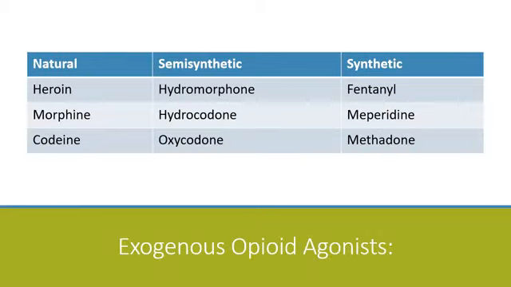Looking at exogenous opioid agonists, these are opioid agonists that are not inherent to the body, and they can be categorized a variety of different ways. As we see here, they're categorized by how they're made. We have our naturally occurring opioid agonists, which would include heroin, morphine, and codeine. We've got our semi-synthetic group, like hydromorphone, hydrocodone, and oxycodone. And then we've got our pure synthetic ones, like fentanyl, meperidine, and methadone.